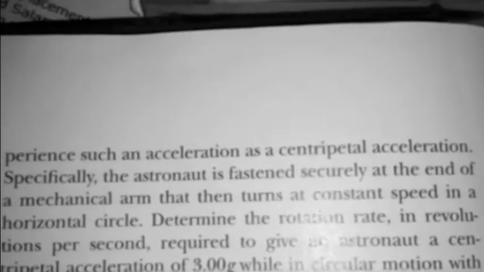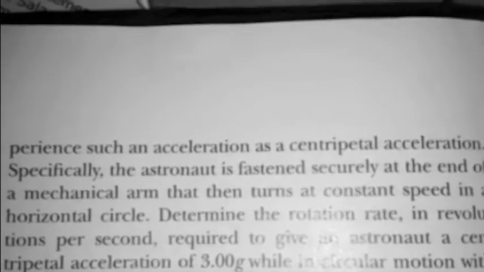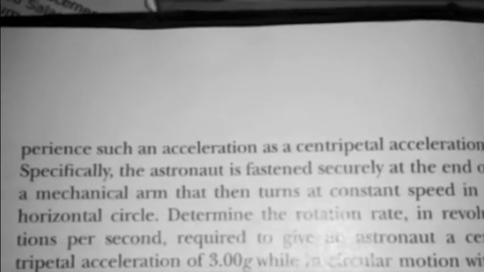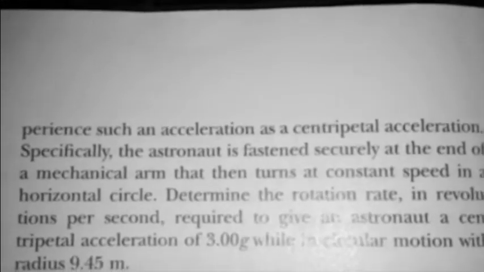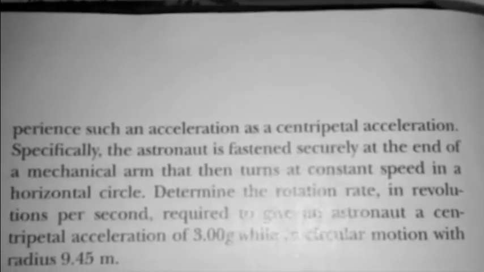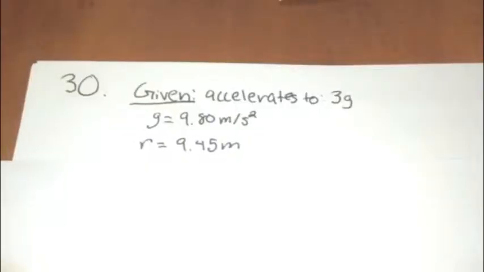Specifically, the astronauts fasten securely at the end of a mechanical arm that then turns at a constant speed in a horizontal circle. Determine the rotation rate in revolutions per second required to give an astronaut centripetal acceleration of 3.00 Gs while in circular motion with a radius of 9.5 meters.